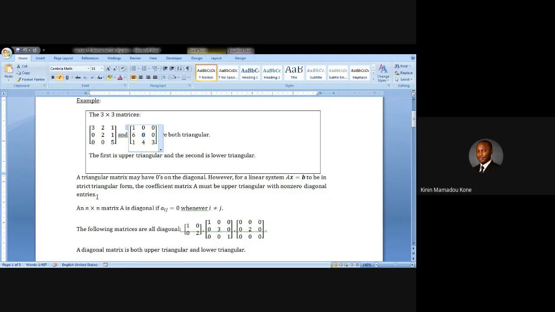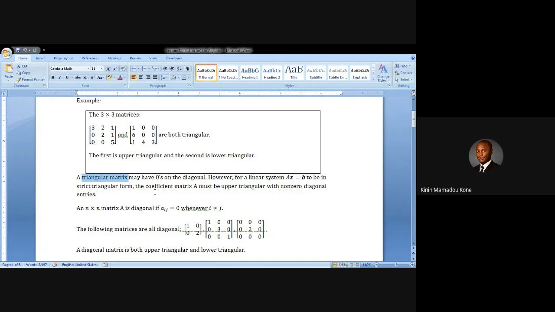So this actually shows you the difference between having a system in a straight triangular form, compared to a triangular matrix. For a triangular matrix, you can have zeros in the diagonal. But for a linear system, when you write it in triangular form, the coefficient matrix must be such that you should not have zeros in the diagonal. If you augment the matrix, if you turn it into a coefficient matrix, you should not have zero in the diagonal.